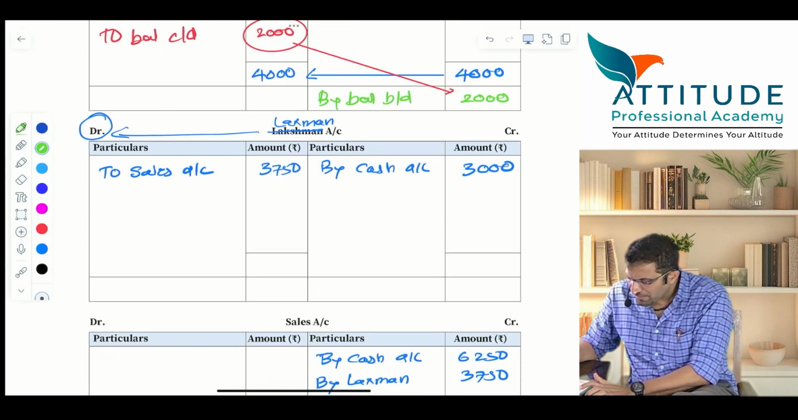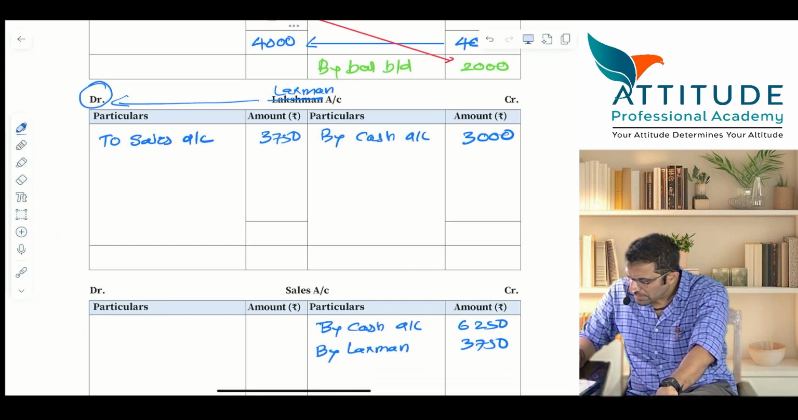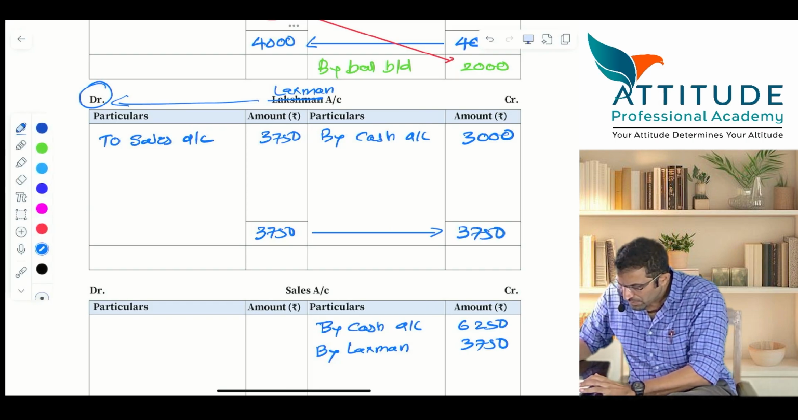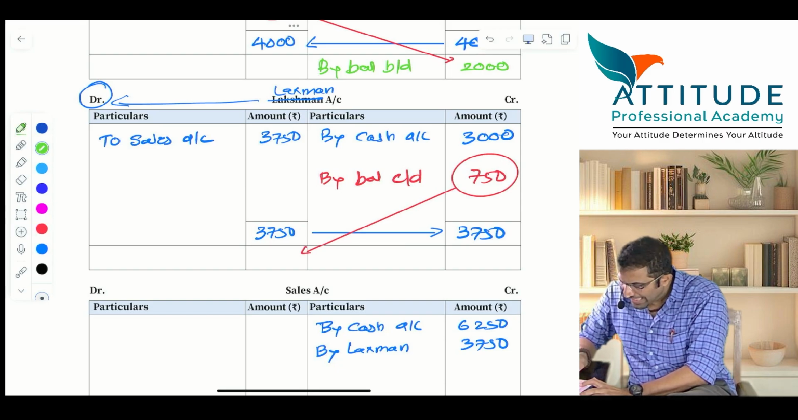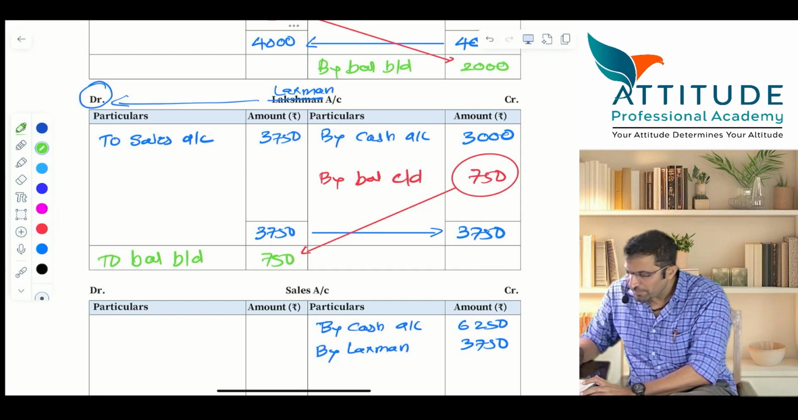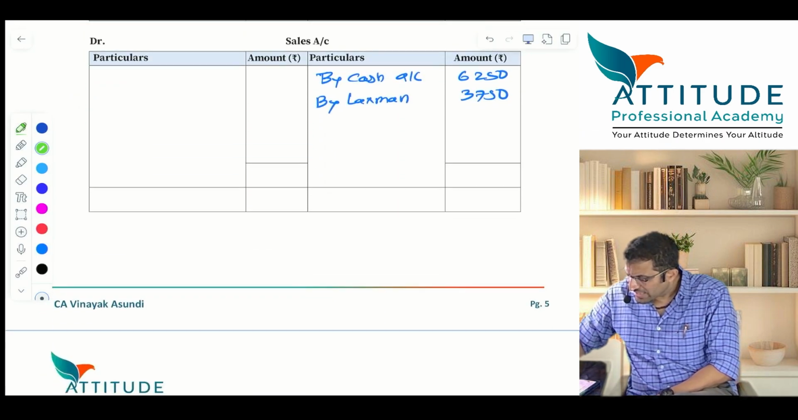Lakshman, tell me fast. Now you have to be fast enough. Debit or credit, which should I write first for the total? How much? Debit 3,750. The same total will come on the credit side, 3,750. What is the balancing figure? Very good, 750. What should I write here? By balance carried down. The same balance will be brought down to the next period as to balance brought down. How much? 750. Is that clear? Any difficulty?